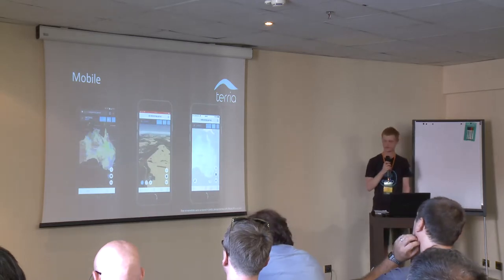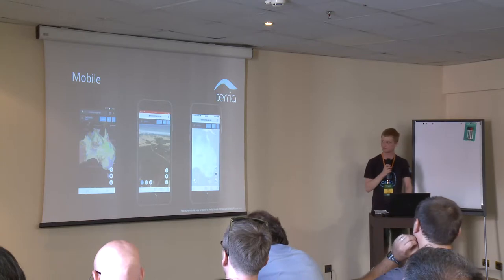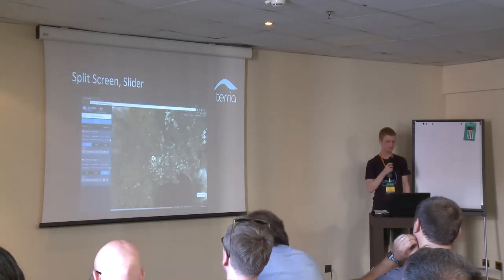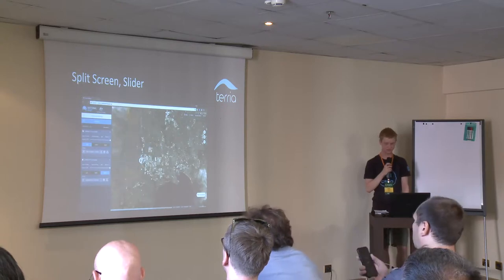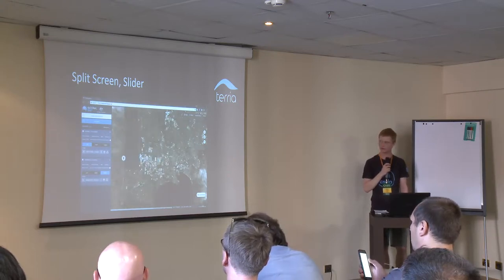And it has a mobile interface designed to make Terria work well on mobile phones and tablets. It has a split-screen view, which lets you visually compare different datasets at different times. Here we're looking at an area west of Melbourne in November 1999 on the left, and a year ago on the right.